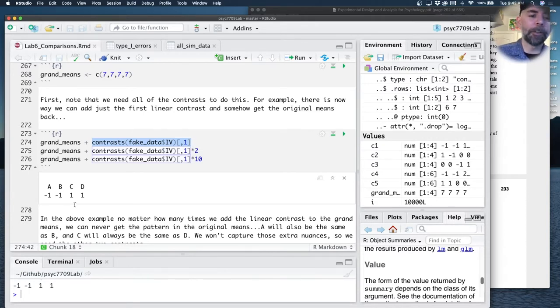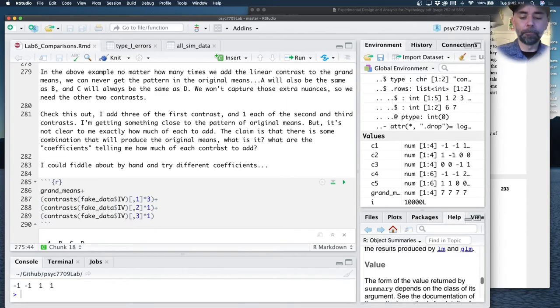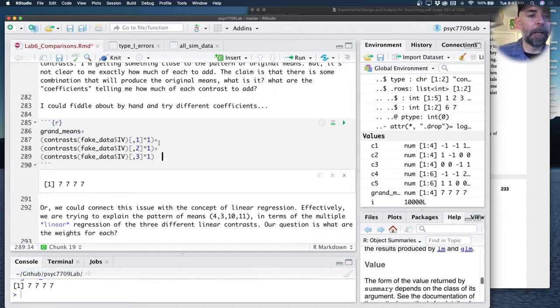In order to get different values for A and B, we need that other contrast, that one that says A and B are different. So we could add a little bit of the first one and a little bit of the second one together. So let's think about doing something like that. Okay, here I'm taking the grand mean. It's 7. I'm adding the first contrast. I'm just adding one of it.